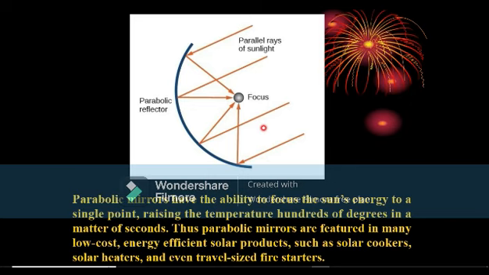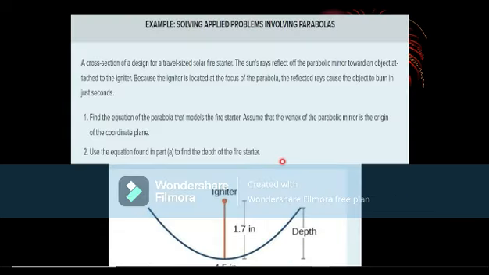Okay? So you should not think that solving the parts of a parabola is useless, because this is very much applicable in our real life scenarios and inventions. Okay, example, solving applied problems involving parabolas.